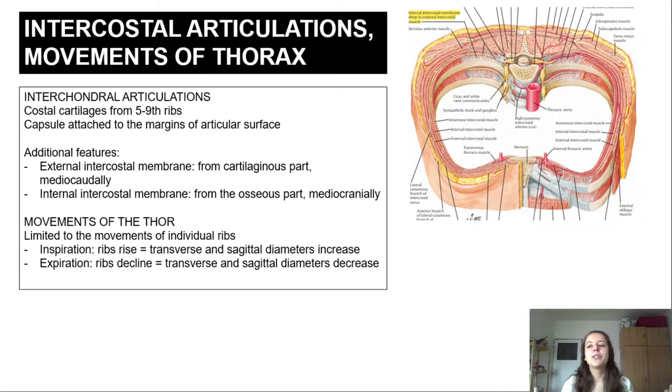And then when we do expiration, to help the air go out of our body, the ribs go down, decline, and the transverse and sagittal diameters decrease. So this is the important participation of the ribs in respiration.